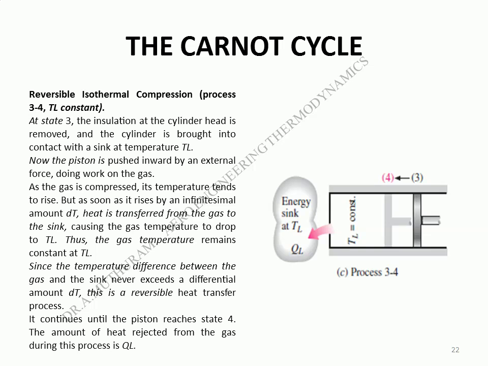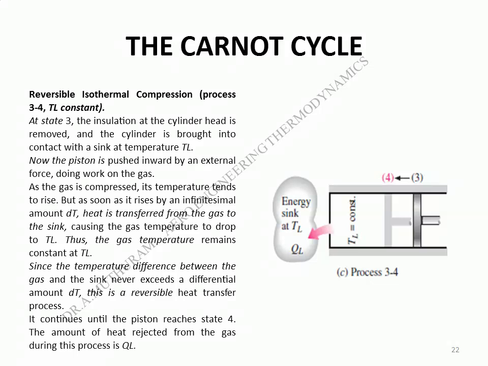Reversible isothermal compression, process 3 to 4, TL constant. At state 3, the insulation at the cylinder head is removed, and the cylinder is brought into contact with the sink at temperature TL. Now the piston is pushed inward by an external force, doing work on the gas. As the gas is compressed, its temperature tends to rise. But as soon as it rises by an infinitesimal amount dT, heat is transferred from the gas to the sink, causing the gas temperature to drop to TL. Thus, the gas temperature remains constant at TL.